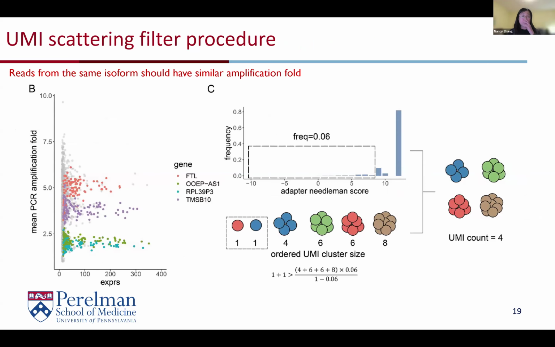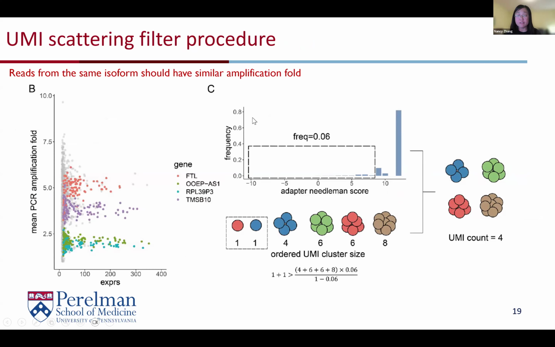Okay, so in terms of UMI scatter filtering, the intuition here is that each isoform should have a similar amplification fold when you apply PCR. So in single cell and spatial experiments, there's a PCR amplification.